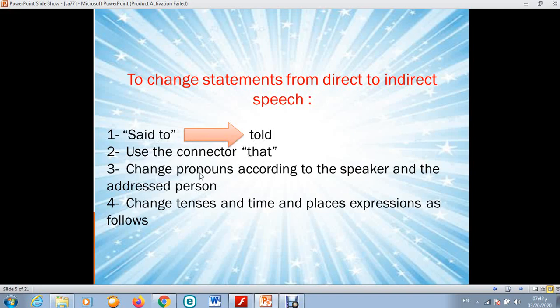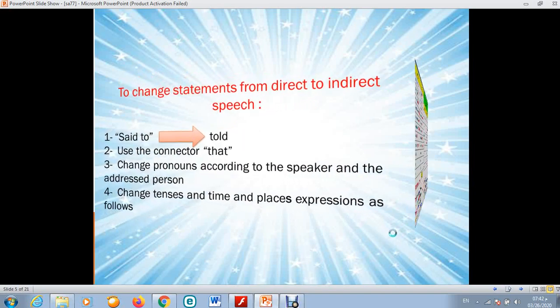Then we change pronouns according to the speaker and the addressed person. What does this mean? If someone says I, you will say he. If this one was female, you will say she, and so on. The last step is to change tenses and time and places expressions as follows.